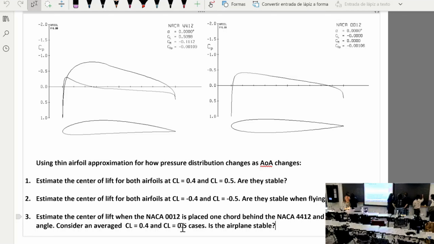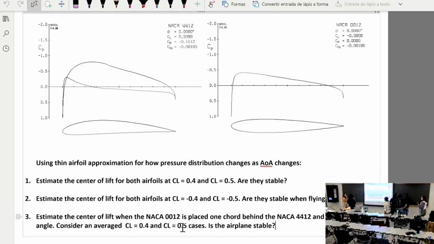Quick question. When the coefficient of lift increases, we want the center of lift to move back? That would be a representation of stability. How much does it have to move back to be stable? Well, as long as it moves back, it's stable. If it doesn't move at all, it's neutrally stable. Oh, okay, so that one would be neutrally stable. Yeah, that'll be neutrally stable.